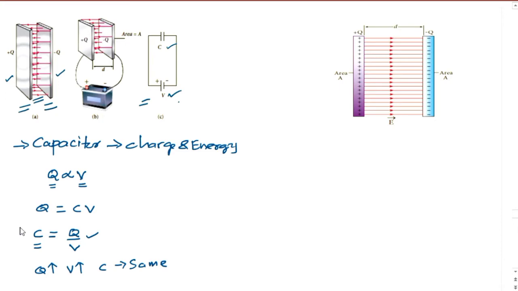Okay, so this is a very important point. The basic principle of the capacitor is that we have to decrease the potential difference so that we can increase the capacitance. That is the basic principle.